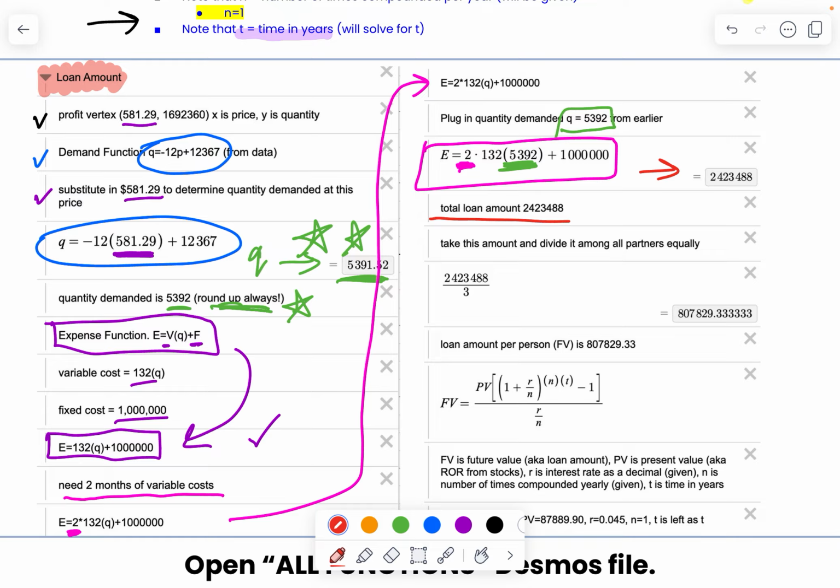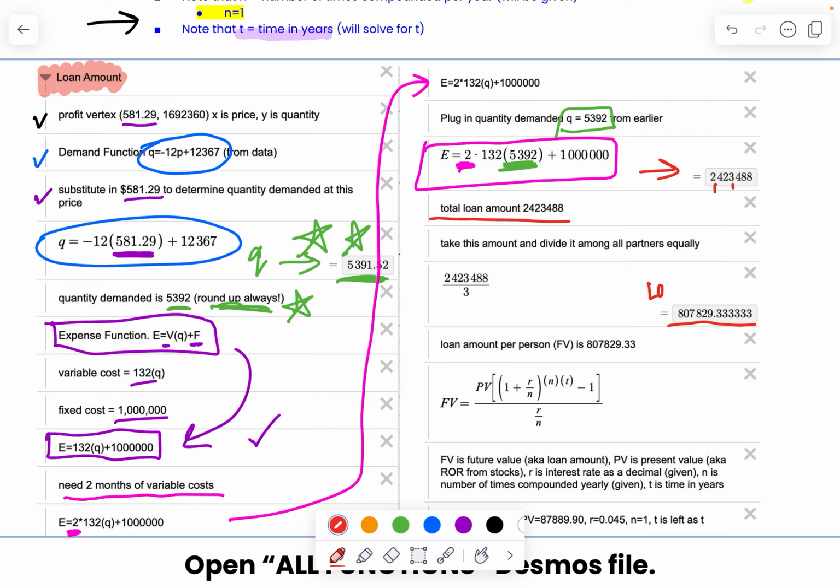Okay, so I even made a note. My total loan amount is 2,423,488. So that's a lot of money, $2,423,488. That's how much me and all of my business partners would need for our business. So we're going to divide it evenly. If you have 2 people, you divide by 2. If you had 3 people, you divide it by 3. Now I've got how much we need per person.